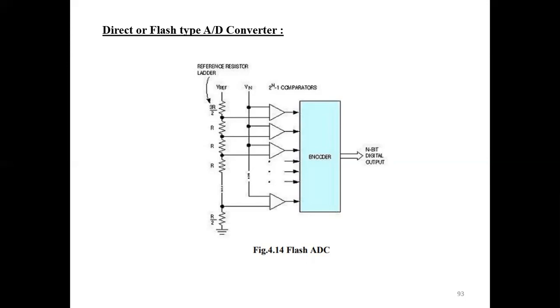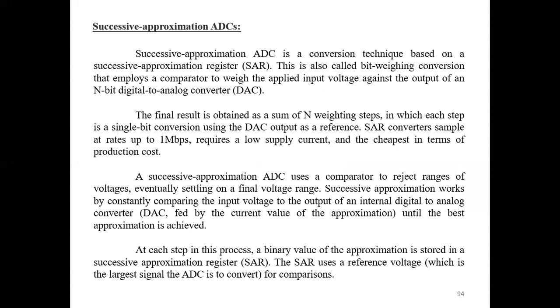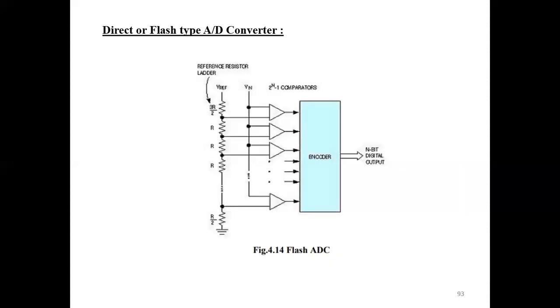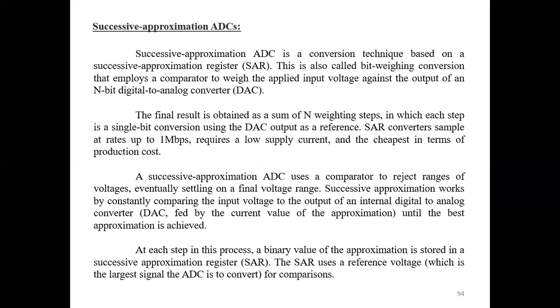In this case, if you are going for 3 bits, you have to use 8 comparators. This is the drawback of the flash type: if you increase the number of bits, you have to increase the number of comparators, so the comparator cost will be high. For reducing the number of comparators and component cost, we go for the successive approximation model.